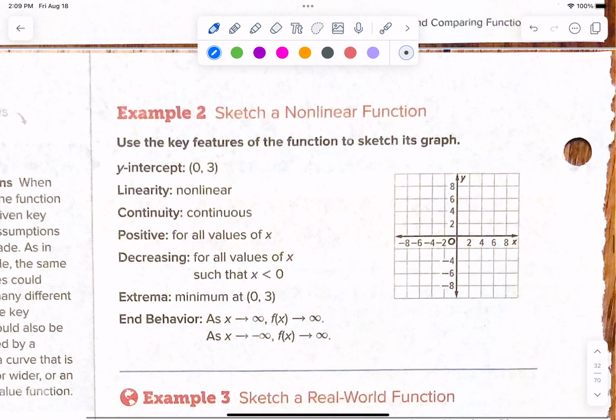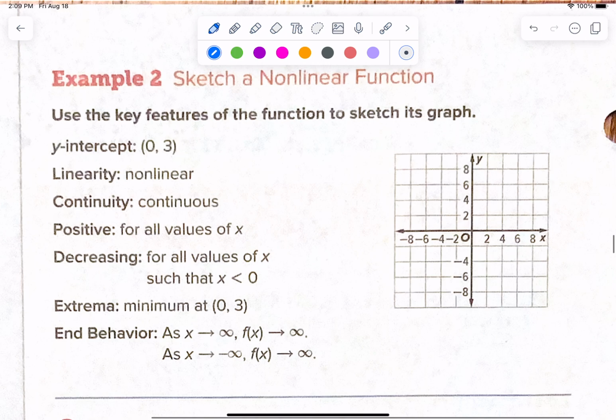Let's graph the next one. This one's non-linear, so it's going to have some humps and bumps in it, okay? All right, so here we go. The y-intercept is (0, 3). Put a dot right there. Y-intercept is (0, 3), okay? It is non-linear. I can't graph that yet. I just keep in the back of my mind that it's not going to be a straight line, okay? And then it's a continuous function. What does that mean? It's not little dots. It's connected, right? It's going to be a connected line, okay?